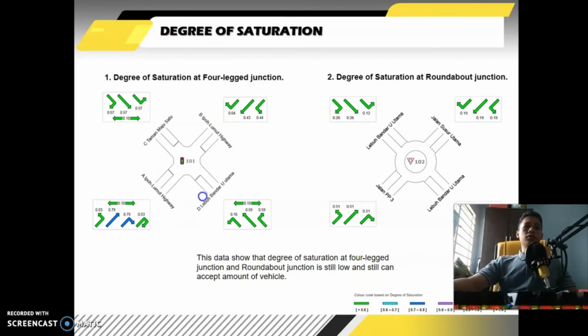Alright. Next, we can see the degree of saturation at the roundabout junction at Bandar University. So we can see here, the difference in the degree of saturation of the junction and lanes is below 0.6. So this roundabout can still accept an amount of vehicles.